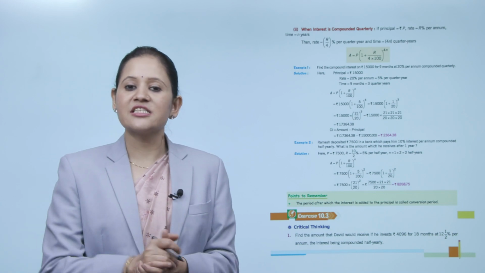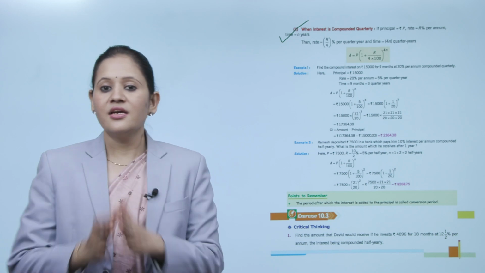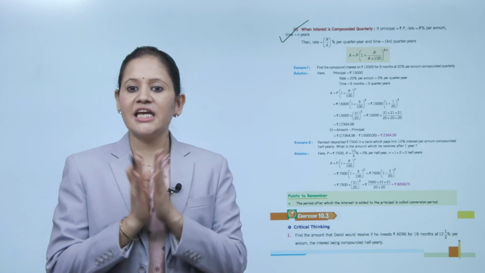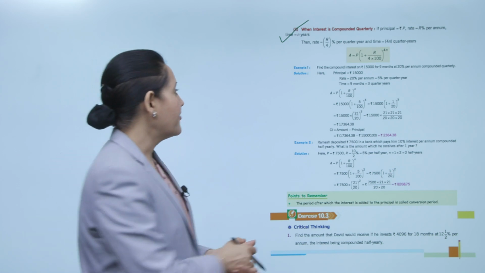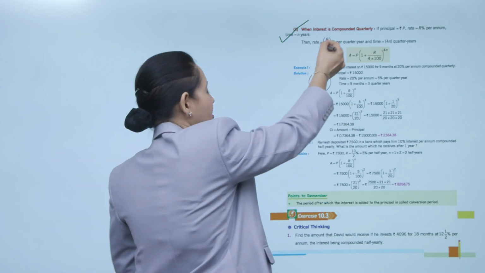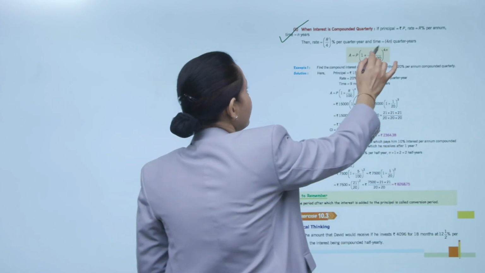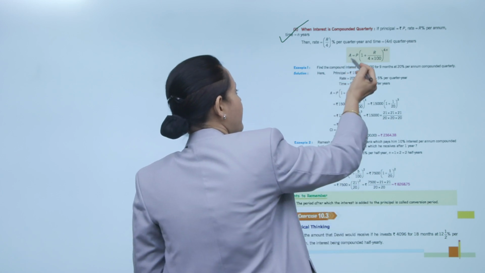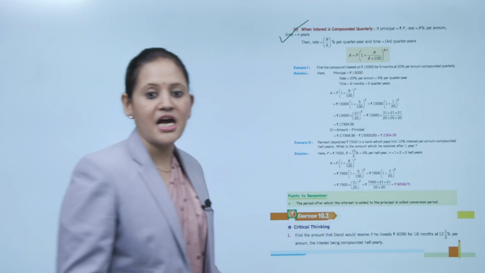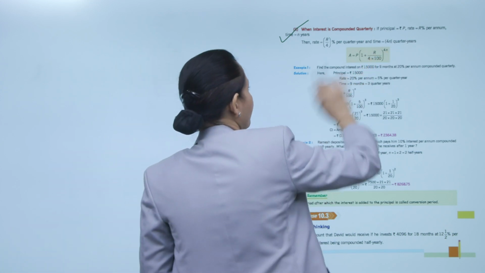Next, when the interest is compounded quarterly. Here the principal is rupees P, rate r% per annum, time n years. Then what will the rate become? r/4%. And what will the time become? 4 times, 4n quarter years. So amount equals P (1 + r/(4 into 100)) to the power 4n.